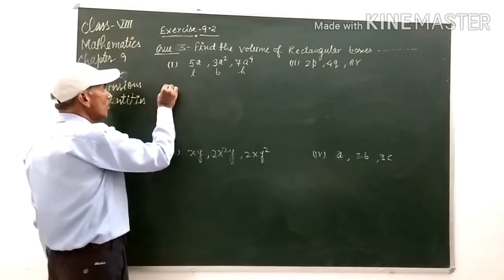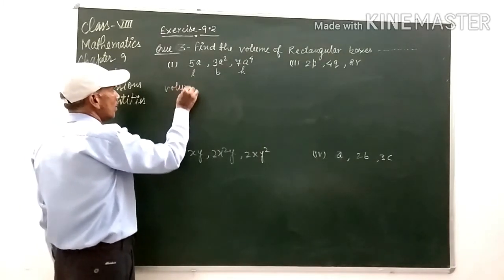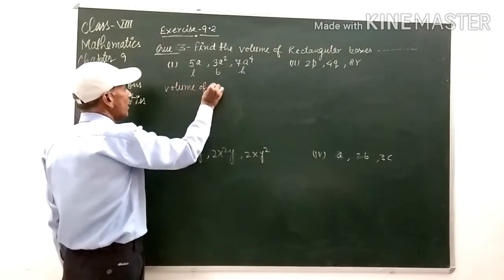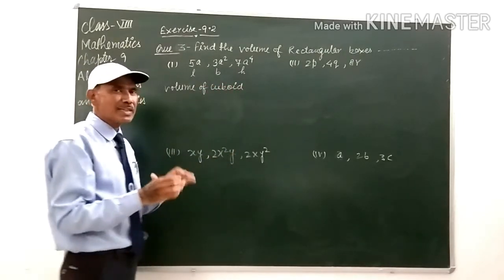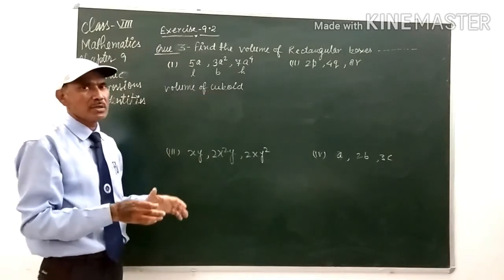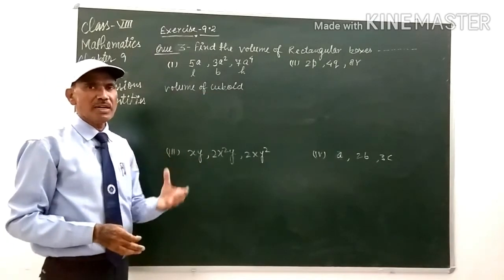So volume of cuboid. Cuboid means rectangular boxes, just like a geometry box.